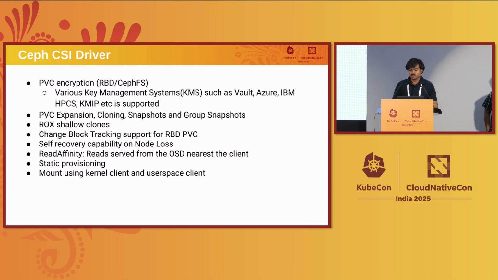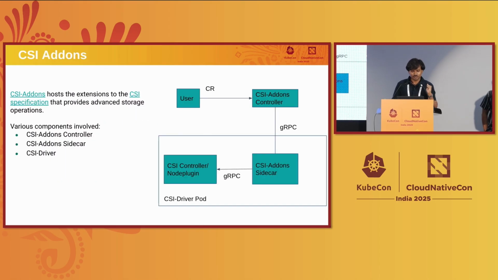We have static provisioning, where if you already have provisioned images or subvolumes, Ceph CSI can mount them in your Kubernetes clusters as well. We have support for kernel clients, that is KRBD and the CephFS kernel client, and user space clients as well, RBD NBD and Ceph FUSE if you want more features. Coming to CSI add-ons, my friend Nikhil will be taking over.